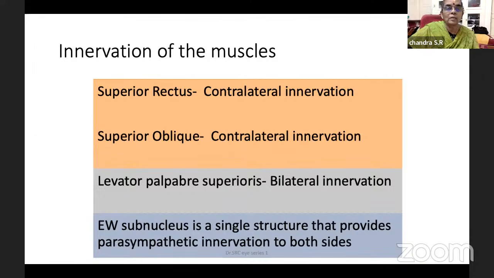So remember, superior rectus has supply from the contralateral superior rectus nucleus. You have got the Warwick model in the third nerve. So the superior rectus nucleus supplies the contralateral superior rectus muscle. Superior oblique also contralateral because it crosses in the dorsal midbrain. Now levator palpebrae superioris has bilateral innervation. And the Edinger-Westphal nucleus is a single structure that provides parasympathetic innervation to both sides. Superior rectus has contralateral innervation, superior oblique also contralateral innervation.